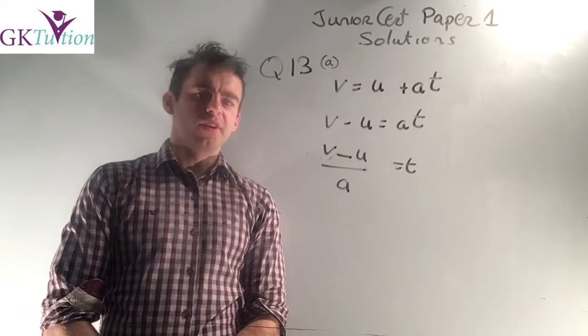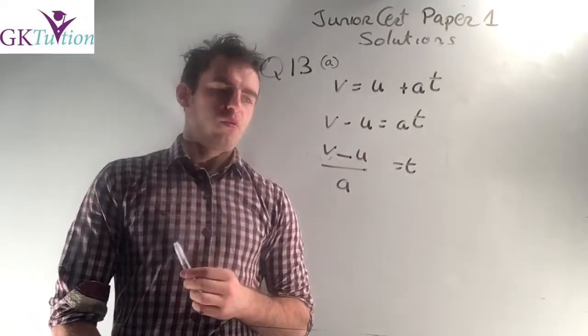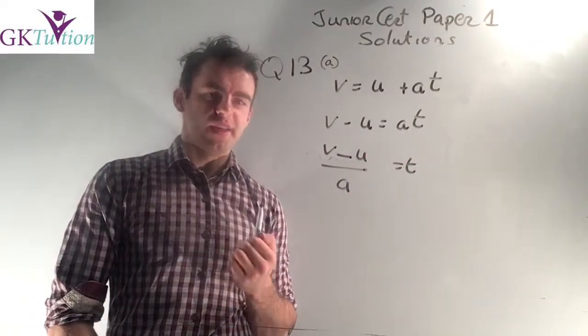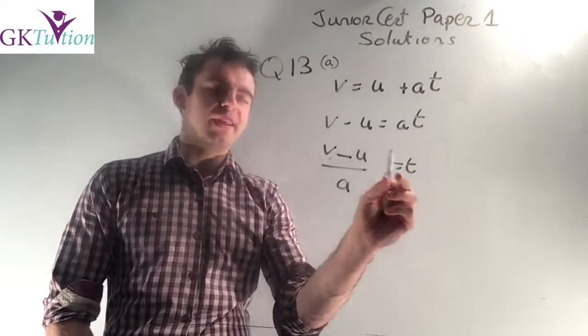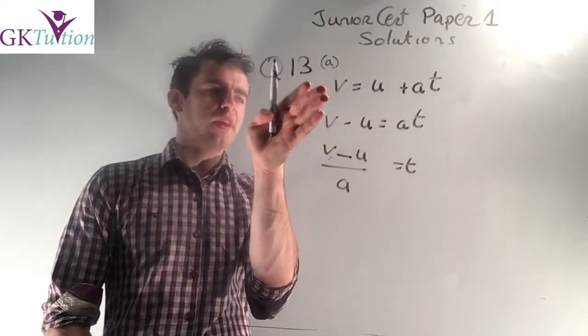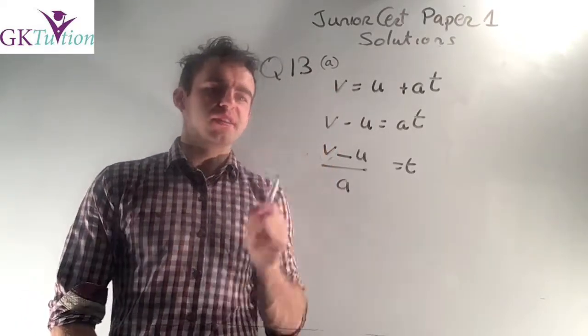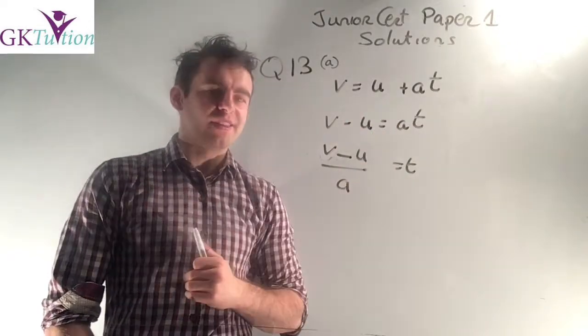Okay, so for question 13, part A, we're given the formula v is equal to u plus at. We're asked to write the formula in terms of t. Another way this question could be worded is they might say to make t the subject of the equation. At the moment, v is the subject of the equation. So basically it just means get the t on its own.